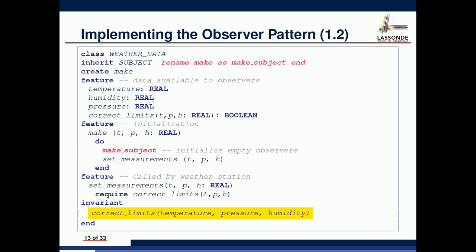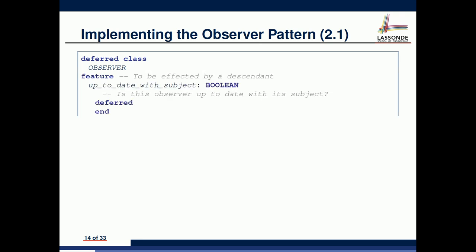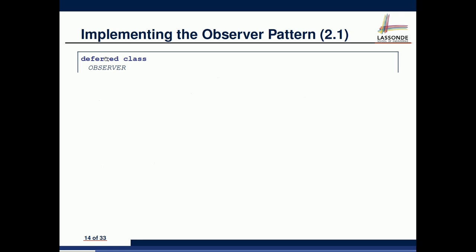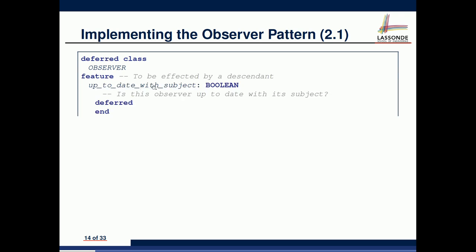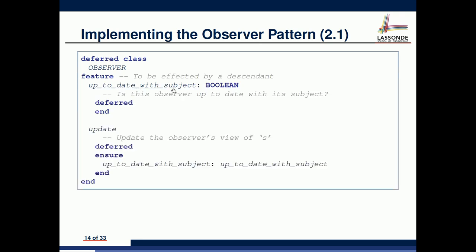We okay so far? Okay, good. And then for observer, basically you can see the class is deferred. And then we're going to say up to date with subject. You can see these two features over here, up to date with subject and also update, they're both deferred. Meaning that at this moment, we simply don't know how to implement the update feature in general for every possible observer. They will have to be implemented in the subclasses.